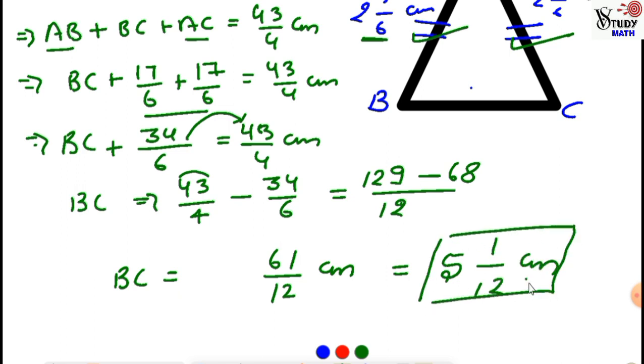Don't forget to apply this centimeter, because the length and all the dimensions are given in centimeter and it is a distance. Every distance has its units. So the unit here is centimeter, so don't forget to apply this. If you don't mention the unit, then your answer will be wrong.